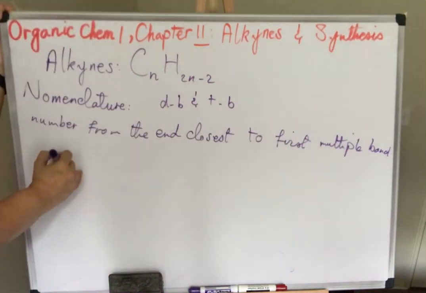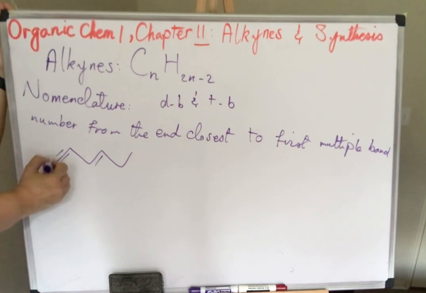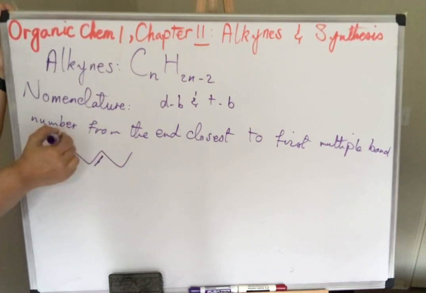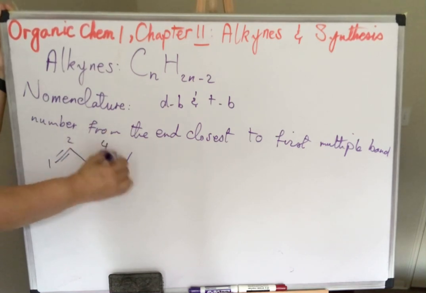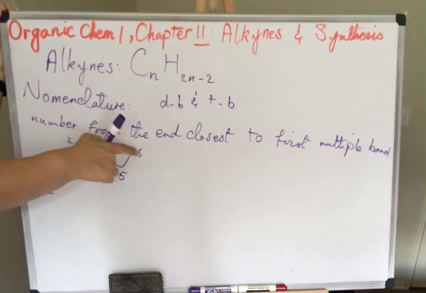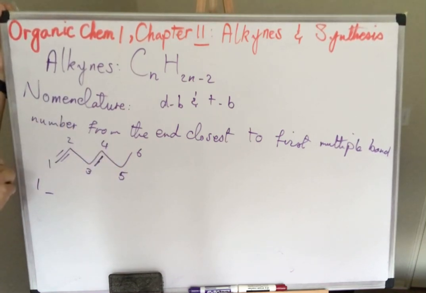Like for example, if you have this compound, which side numbering is closer to the first multiple bond? Of course, from left to right, because your triple bond gets number 1. If you start from right to left, then the double bond gets number 3, which is not desired. So you will number from here. You would say 1. How many carbons do we have? 6.